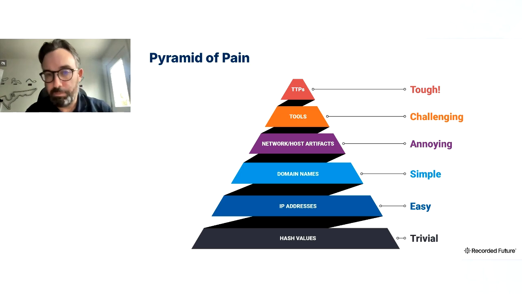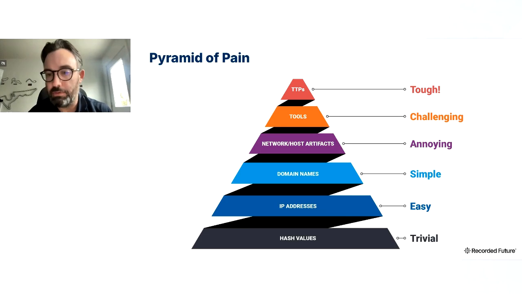So the pyramid of pain, I'm sure a few people have seen this. It's possible that a few people haven't. This isn't from Recorded Future, this is an industry known thing. The idea of this pyramid of pain is looking at the difference in terms of complexity of hunting for specific components within your environment. And so if we look at hash values, for example, it's pretty trivial, right?